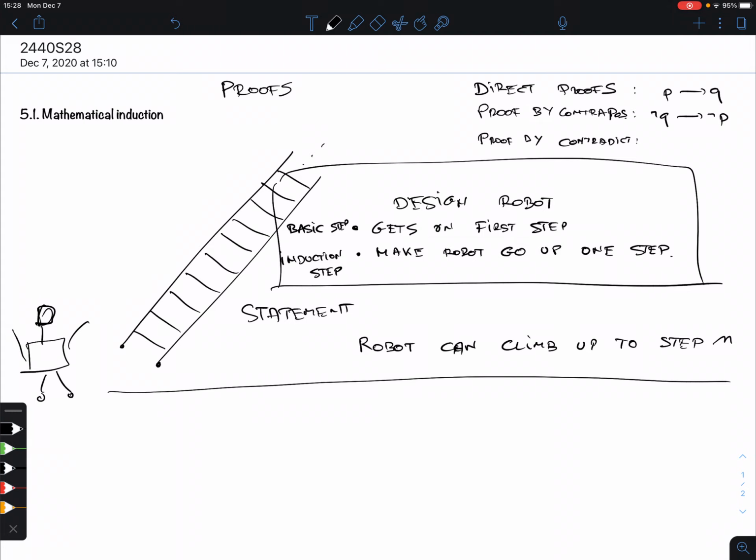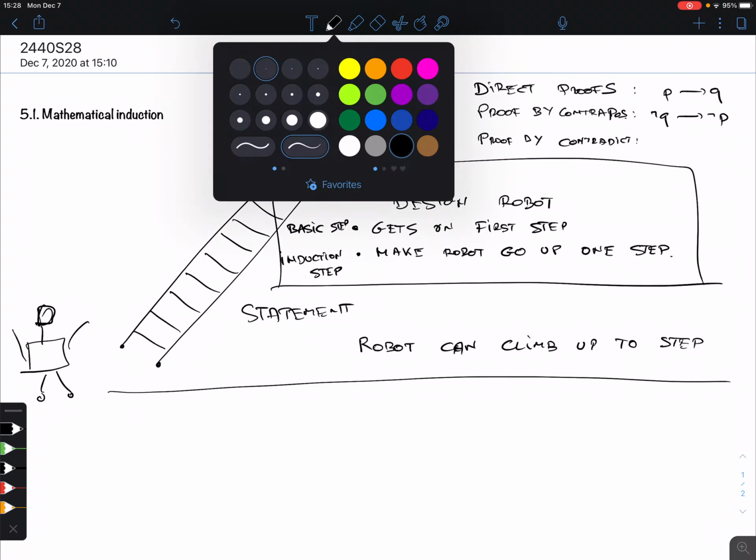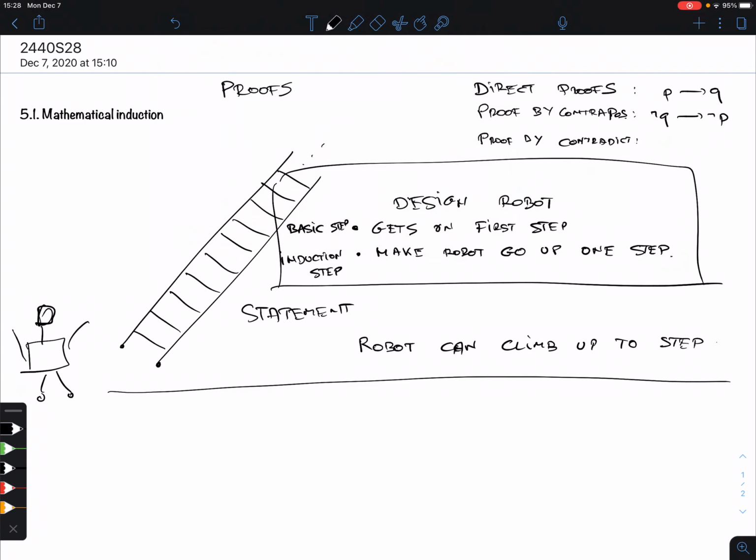So remember, this n, I must admit that my n looks even like an m. So this is how I write my n, right? So this is a statement about the natural number n. So we always write these predicates. It's a predicate, right? n is the variable. I write these predicates as P(n). Okay? And so the statement is P(n): robot can climb up to step n.